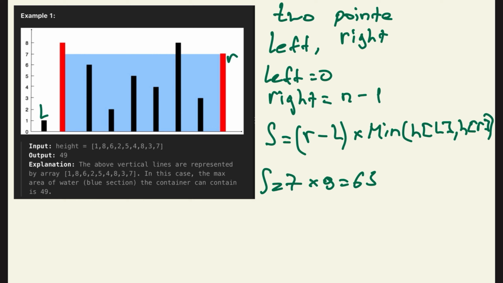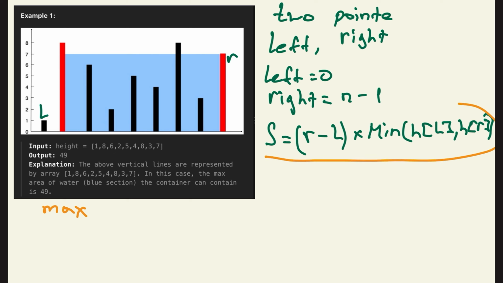After that, we store this value in our variable max. We have to store the max of variable max and the current area, and by this way we can find the maximum of them.